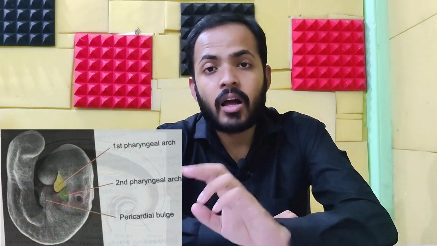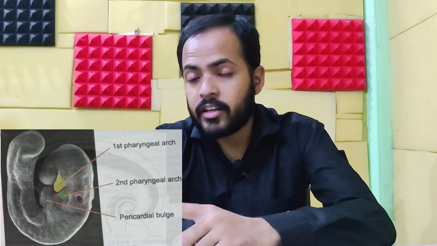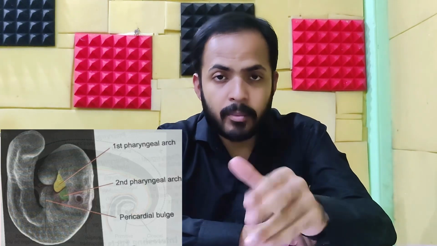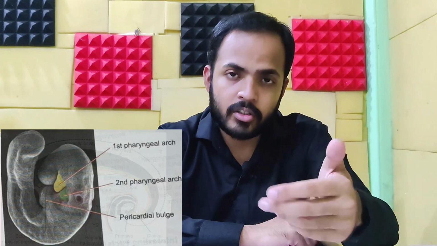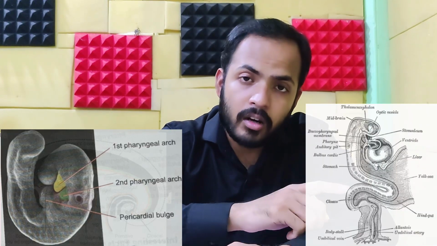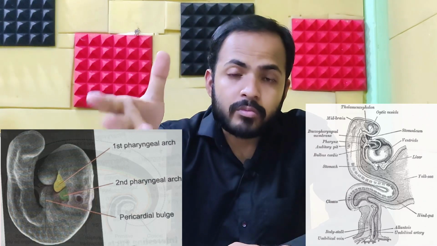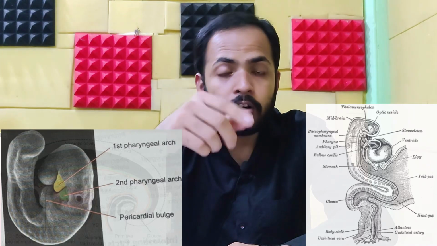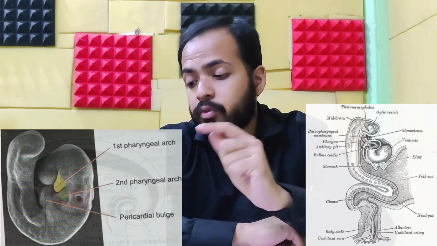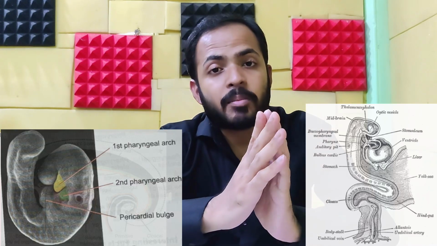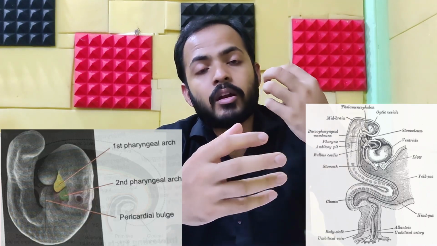Now, in the early development of the embryo, it doesn't have a neck, because the neck develops after the third week of gestational age. What happens? The mesoderm presents in between the stomodeum and the pericardial bulge. It overgrows via intermittent thickening and forms a mesodermal bar on the surface ectoderm. After formation of this mesodermal bar, it elongates and separates the stomodeum from the pericardial bulge.